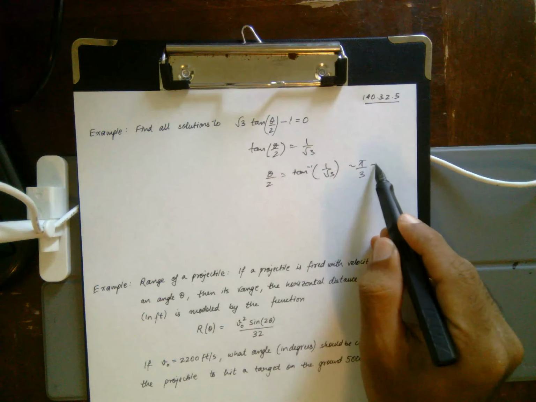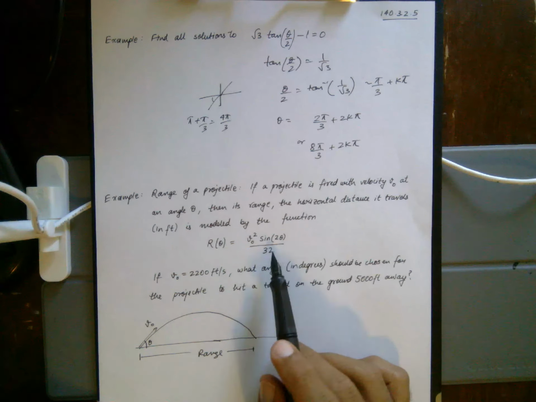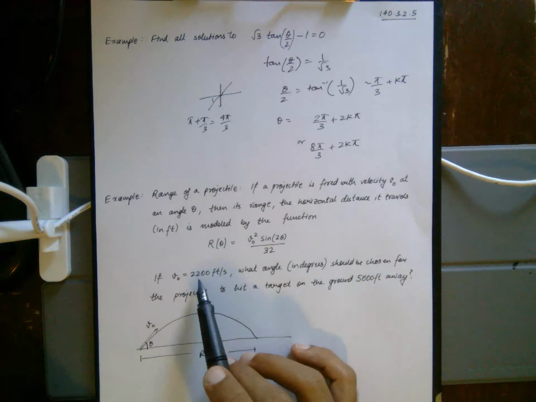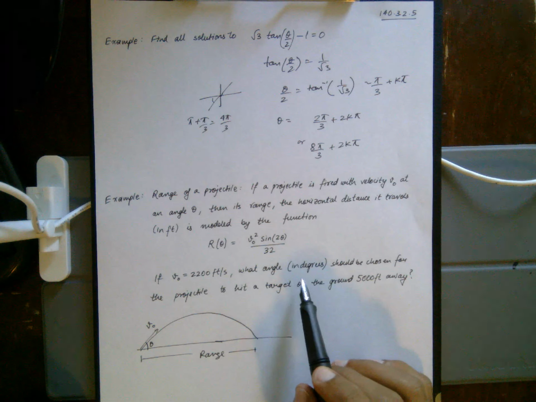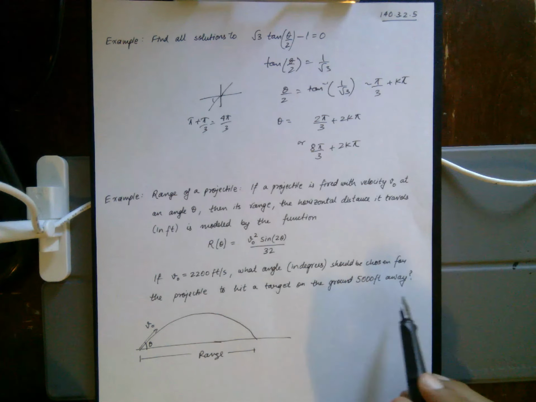Here's an application problem. A projectile, meaning anything that's fired from the surface like that, follows a parabolic path. If it is fired with a velocity v0 at an angle theta with the horizontal, then the range, which is how far it goes on the ground, is given by this particular function, and it returns the answer in feet. If v0 is 2200 feet per second, what is the angle in degrees that should be chosen for the projectile to hit a target on the ground 5000 feet away?